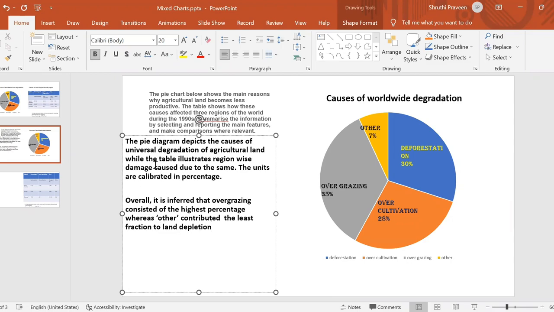I've written degradation in the first paragraph, and here I'm writing damage, and here I'm writing depletion. So try and use as many synonyms as possible for the same word. Okay, so my first key feature is done.